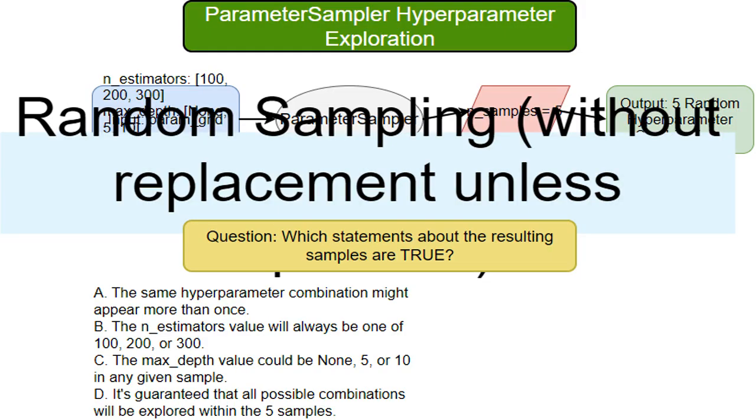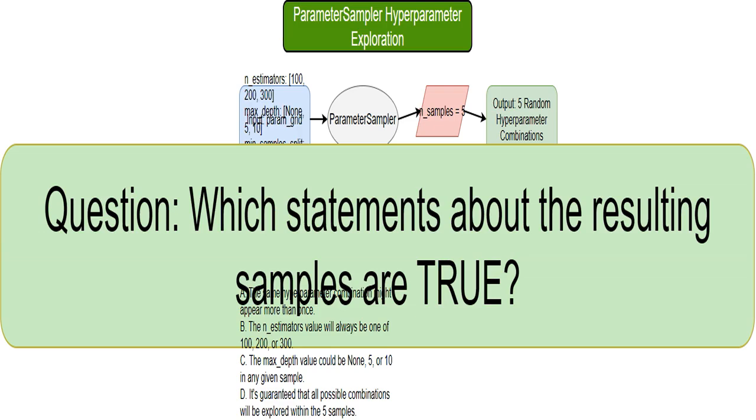The ParameterSampler samples randomly from the given param_grid options. By default, it samples without replacement, meaning once a combination is selected, it cannot be selected again unless you explicitly change this default behavior. This is the core question of the problem. I need to understand if certain statements are true based on my understanding of how the ParameterSampler functions with the given configuration. Let's analyze the statements and check what we think.